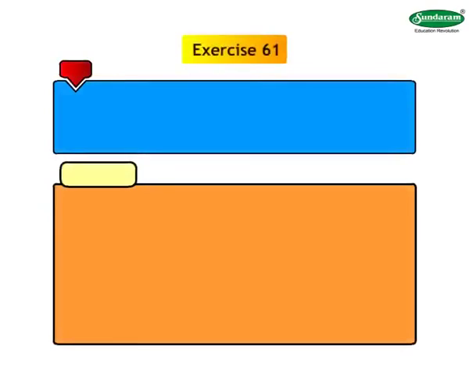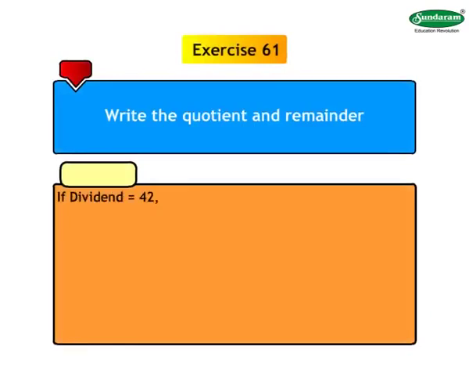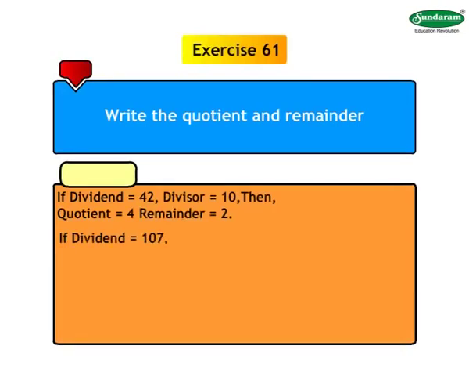In exercise 61, let us write the quotient and remainder based on this fact. If dividend is equal to 42, divisor is equal to 10, then quotient is equal to 4, remainder is equal to 2. If dividend is equal to 107, divisor is equal to 100, then quotient is equal to 1, remainder is equal to 7.